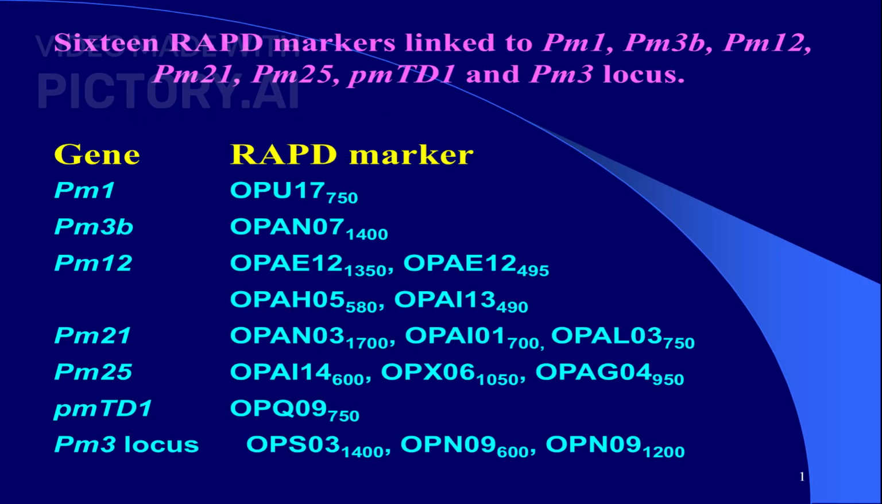Let's begin with a summary of our key findings, setting the stage for a deeper dive into the details. We have identified 16 RAPD markers linked to important genes such as PM1, PM3B, PM12, PM21, PM25, PMTD1, and the PM3 locus. These markers are crucial for understanding genetic linkages.